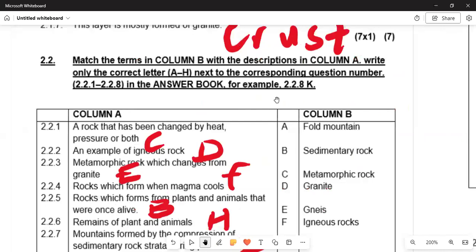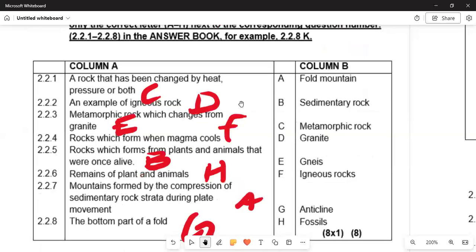Moving on, match column B with the descriptions in column A, and write only the correct letter A to H next to the corresponding question number. We are given statements from 2.2.1 up until 2.2.8. In 2.2.1, a rock that has been changed by heat, pressure or both, we are saying that is number C, the metamorphic rock. In 2.2.2, an example of an igneous rock, that is number D, granite. The metamorphic rock which changes from granite, we are saying that is number E, gneiss.